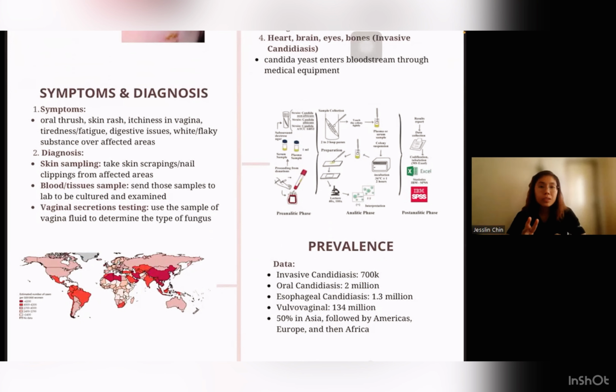And there are 3 diagnoses for candidiasis. The first one is skin sampling, where they will take some skin scrapes or nail clippings from the affected areas and mount them on a slide for examination. And blood or tissue samples and vaginal secretion testing are actually used to identify the fungus. For the blood or tissue, the samples will be cultured and examined at the lab. And for vaginal testing, they will use vaginal fluid as the sample.